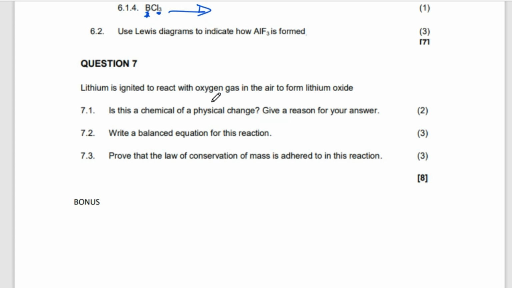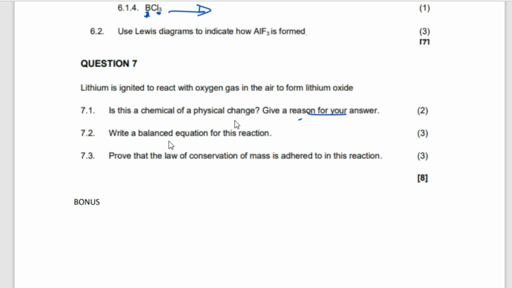Lithium is ignited. Ignited means it's burnt, to react with oxygen gas in air to form lithium oxide. Is this a chemical or physical change? Because you are burning in the air, that becomes a chemical change. It's not boiling. Burning. It's a chemical change. Give a reason. The reaction is irreversible.